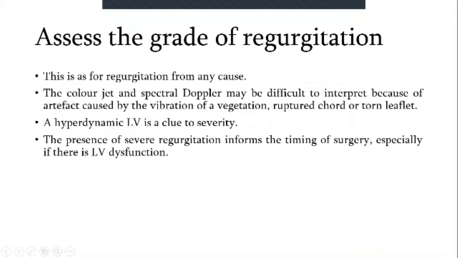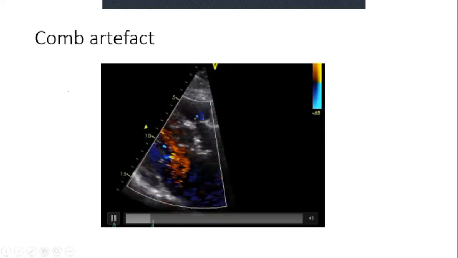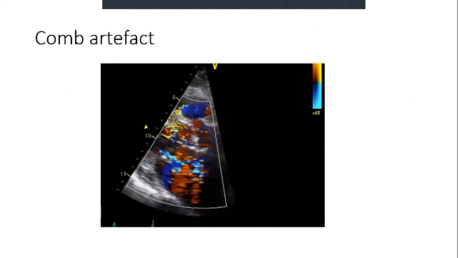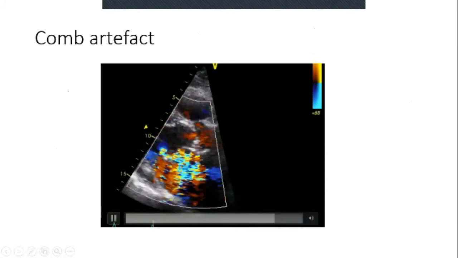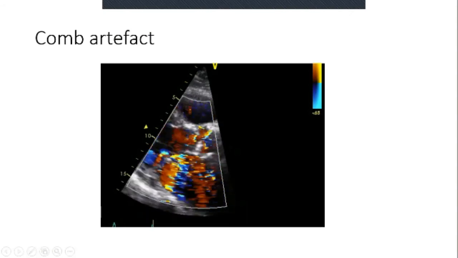Then assess the grade of the regurgitation. This is for regurgitation from any cause. The color jet and spectral Doppler may be difficult to interpret because of artifact caused by the vibration of a vegetation, ruptured chordae, or torn leaflet. A hyperdynamic left ventricle is a clue to severity, and the presence of severe regurgitation informs the timing of surgery, especially if there is LV dysfunction. Here, in this example, we can see this comb artifact, where the vibration of the vegetations causes an overestimation of the regurgitation.